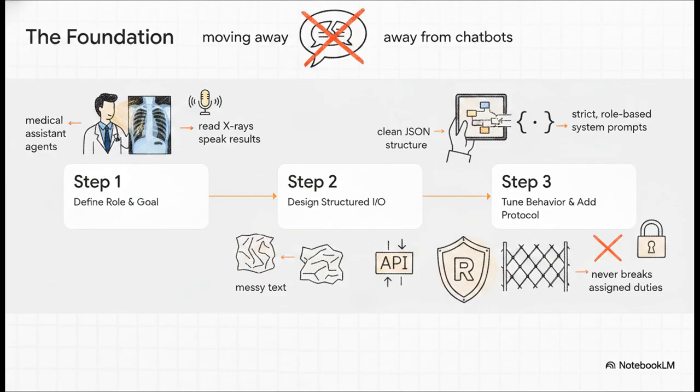Once we know the job, we move to step 2, design structured input and output. This is absolutely crucial. You have to avoid messy text. You need the agent to think like an API. You define exactly what data it receives and exactly what it returns, and you usually do this using JSON schemas. Then, in step 3, we tune behavior and add protocol. This means setting up strict role-based system prompts so the agent never breaks character or steps outside its assigned duties.